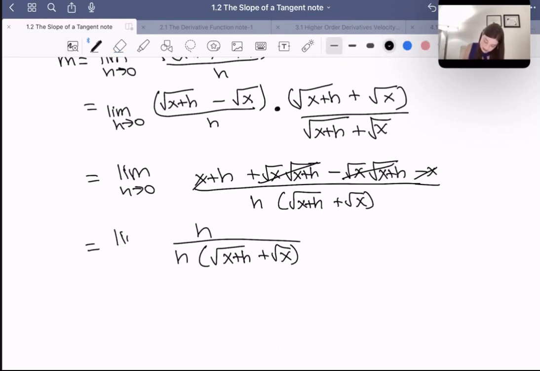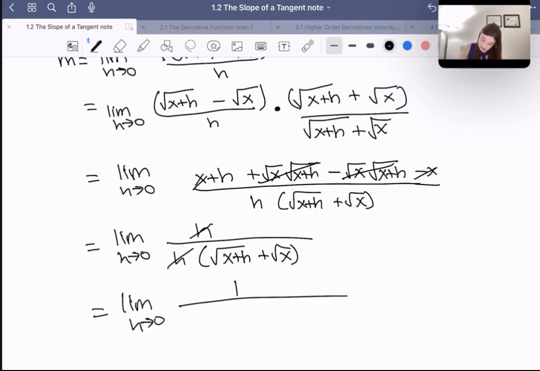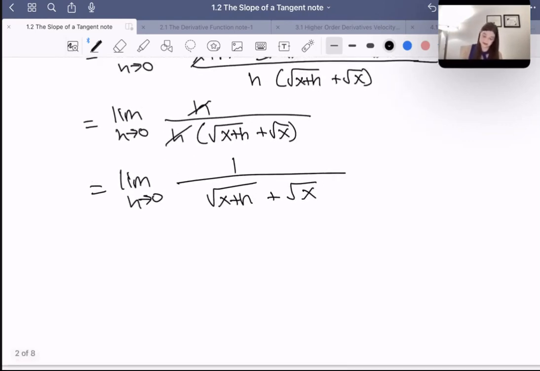And the limit as h approaches 0. So now I'm just going to cancel out my h's, and we're going to get a limit as h approaches 0 of 1 over all this stuff. And if I was to right now plug in h equals 0, guess what I wouldn't get? I would not get 0 in my denominator, so I am welcome to do that now.